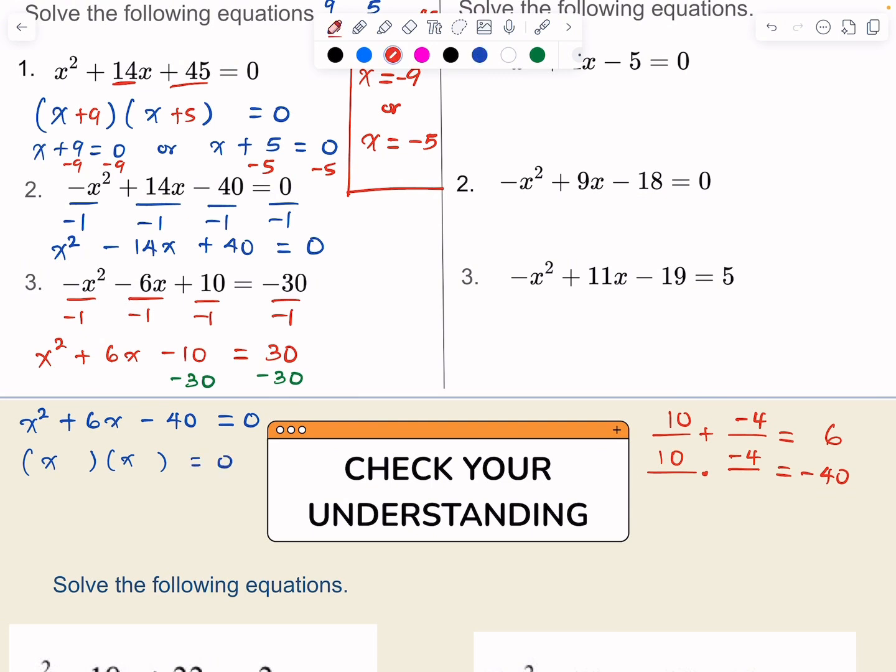And then the first one I have positive 10 and negative 4. And then I'm going to use the zero property that says that x plus 10 is equal to 0, or x minus 4 is equal to 0. So let's solve for x. Right here, subtract 10, subtract 10. So your x is going to be negative 10. Or then right here, you add 4. I add 4. My x is going to be 4. So which means my answer to this question is going to be x is equal to negative 10 and x is equal to 4.